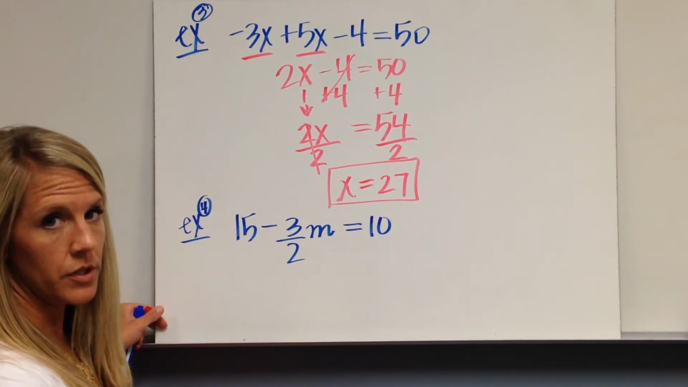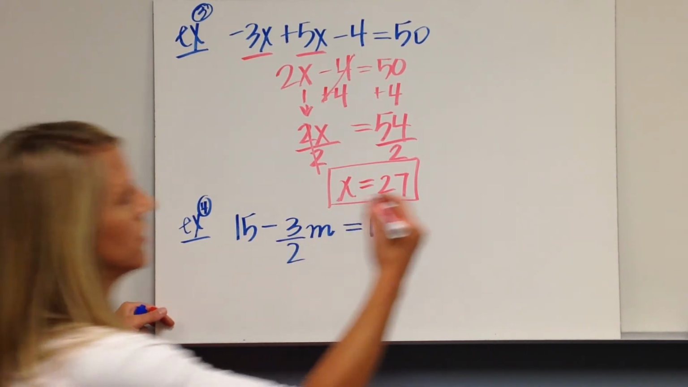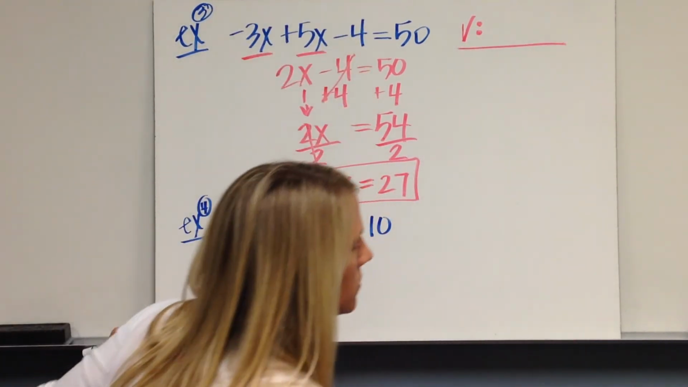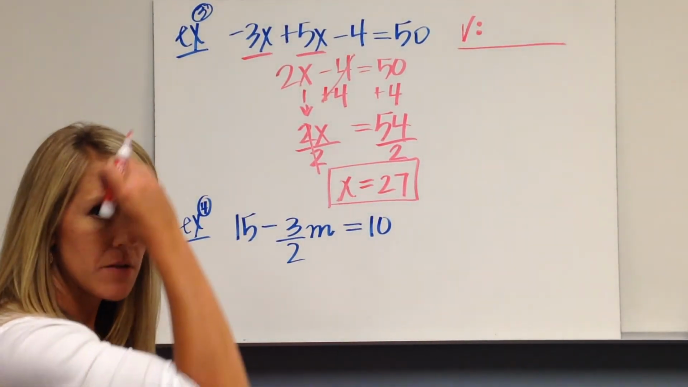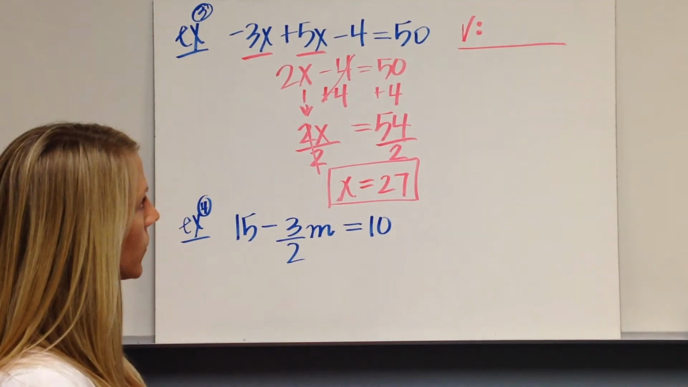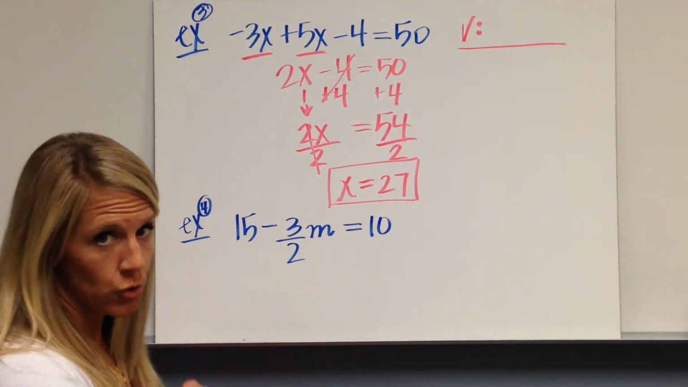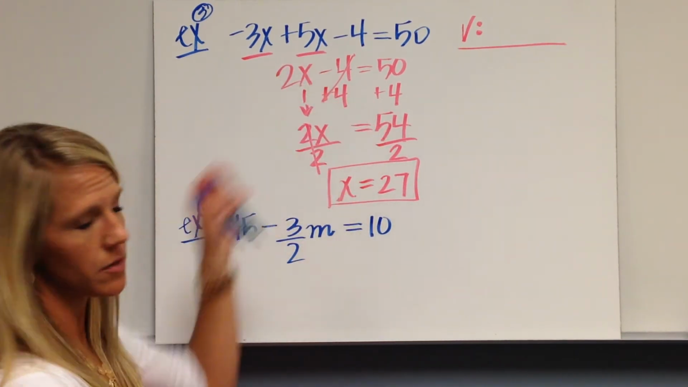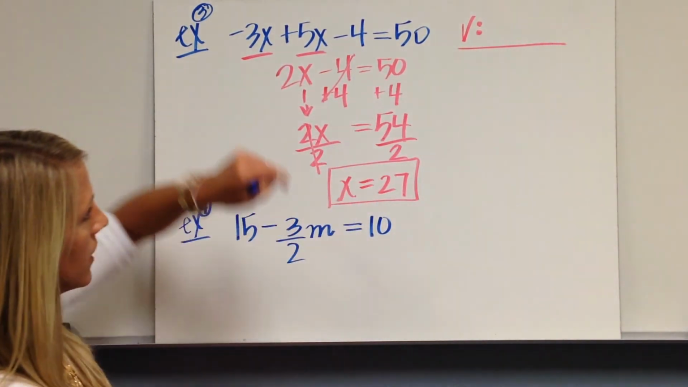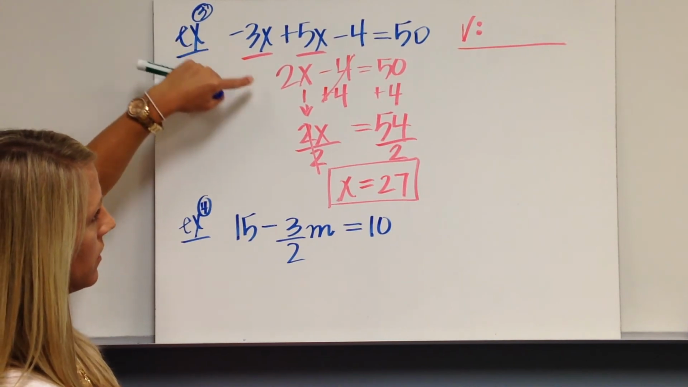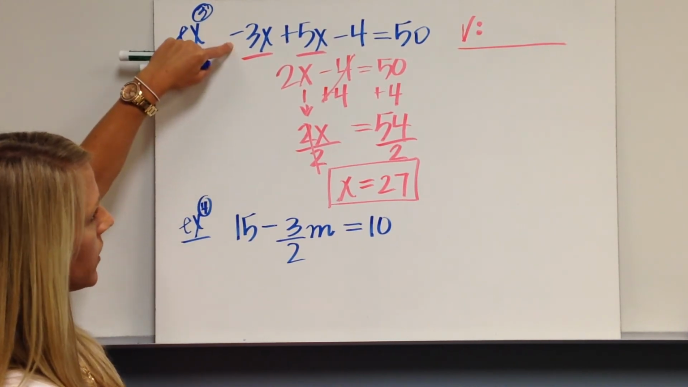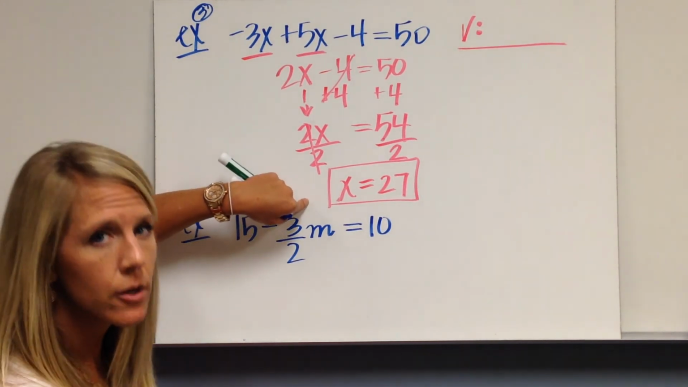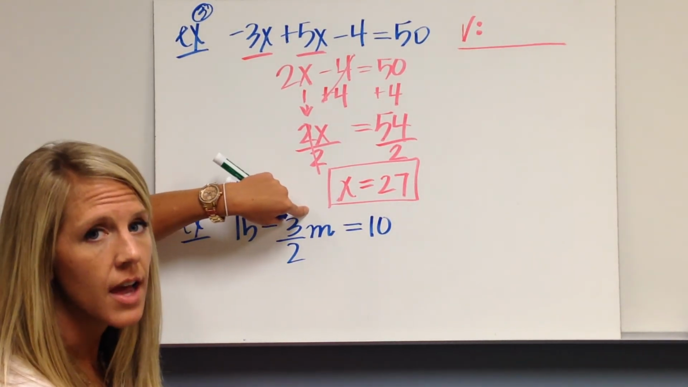So what do we do? Go back, plug in, and check your solution. And again, just to save on time, I'm not going to do that, but you will be doing it for your homework. But all you do, wherever you see an x, plug in 27, make sure the left side comes out to equal 50. Again, every single step, this equation, this equation, this equation, and this equation are all equivalent. They all represent the exact same equation.